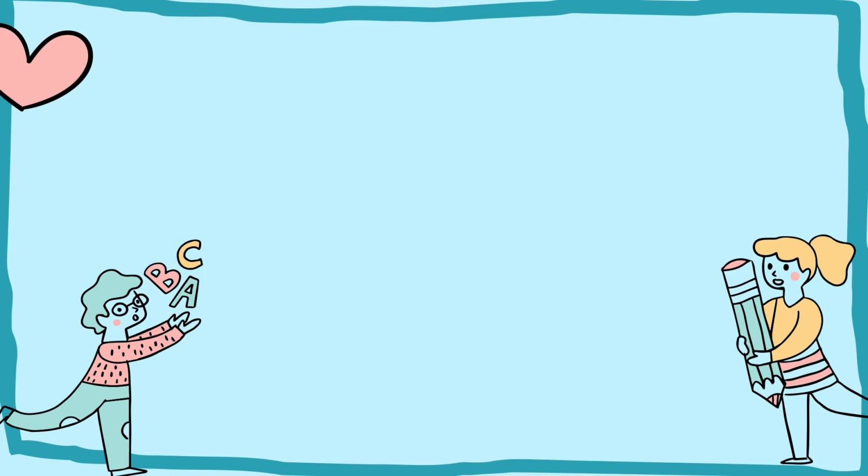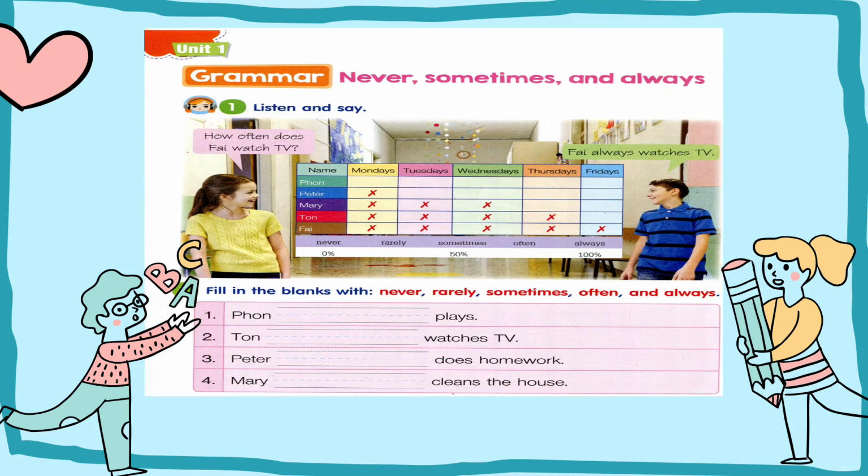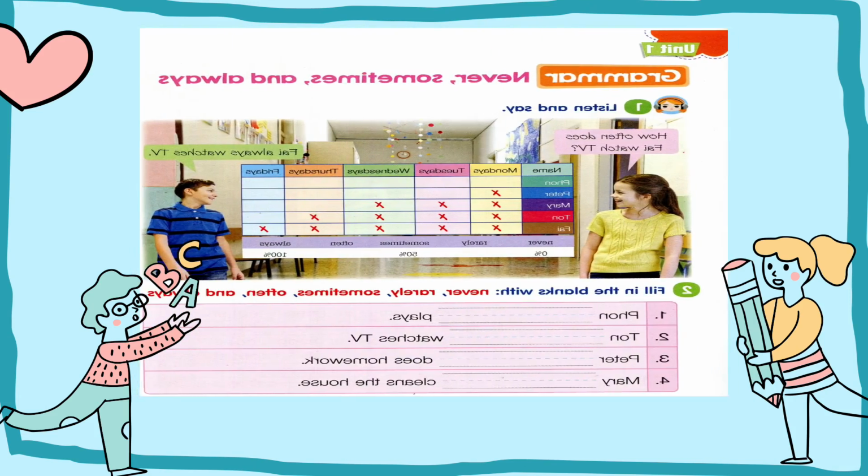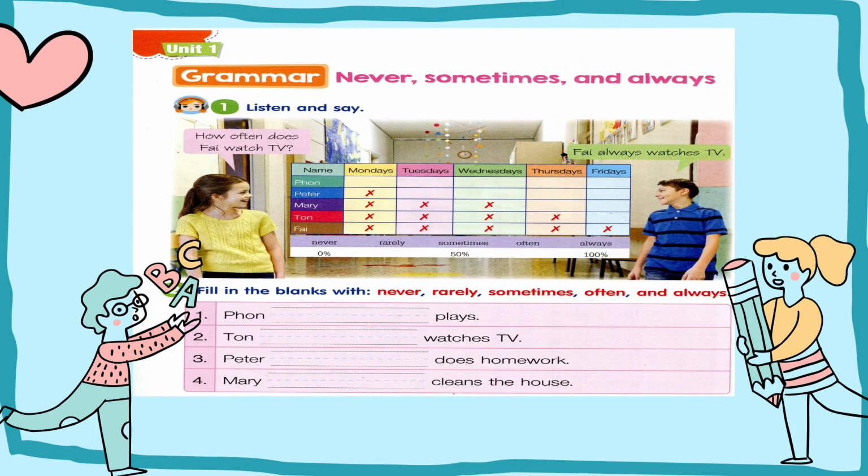Now open your book to page 6 and we are going to answer this activity. Fill in the blanks with never, rarely, sometimes, often, and always. Number 1. Ton blank plays. What's the correct answer? Where is Ton? Okay, Ton doesn't have marks, meaning the correct answer is Ton never plays.